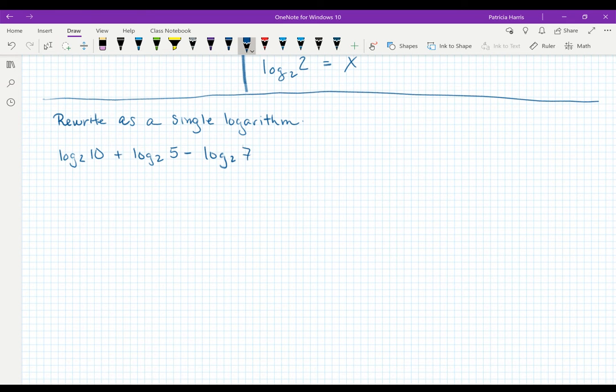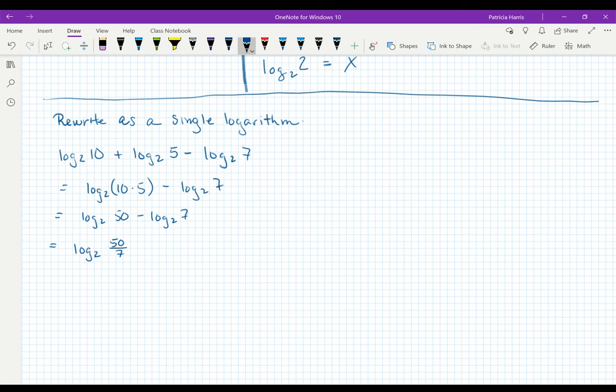Okay, so I see addition and subtraction here, so I'm going to work from left to right. So addition for logarithms will change to multiplication. So I would get log base 2 of 10 times 5 minus log base 2 of 7. So that would turn into log base 2 of 50 minus log base 2 of 7. If I remember correctly, my subtraction will change to division. So I can rewrite that as log base 2 of 50 divided by 7, and then I'm done. Okay?